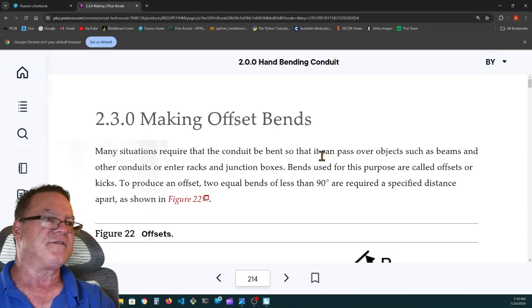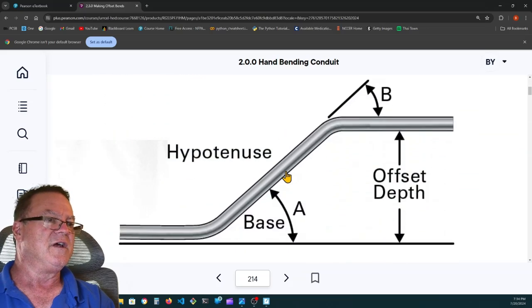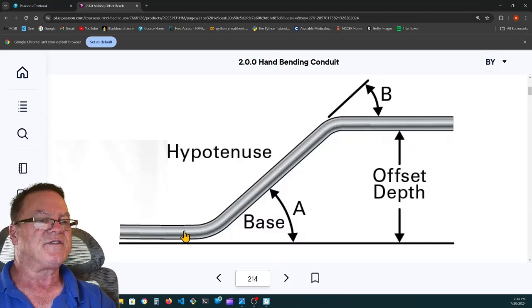2.3.0, making offset bends. Many situations require that conduit be bent so that it can pass over obstructions, such as beams and other conduit, or enter a rack and a junction box. This is called an offset. It changes elevation, but it doesn't change direction. It's like a jog in the road. You're driving east, and then you take this little jog in the road. But when you get finished, you're still driving due east. It's not a change in direction.